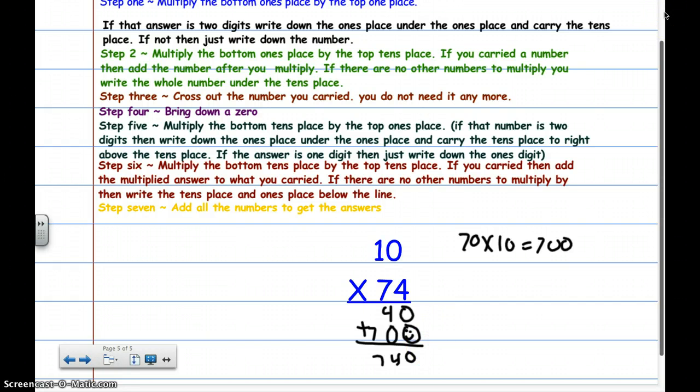So I wanted to make sure that you got a second round to practice 2-digit by 2-digit multiplication because it is tough. Make sure you're checking to see if your answers are reasonable, and if you have any questions, you can always come back and ask one of your teachers.